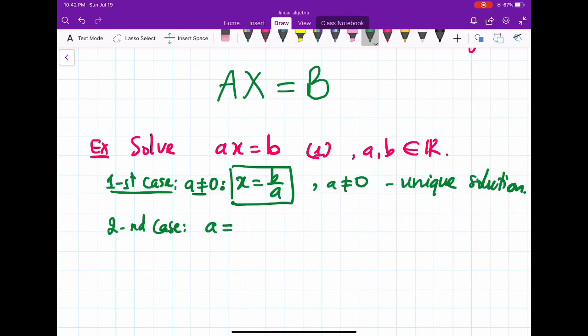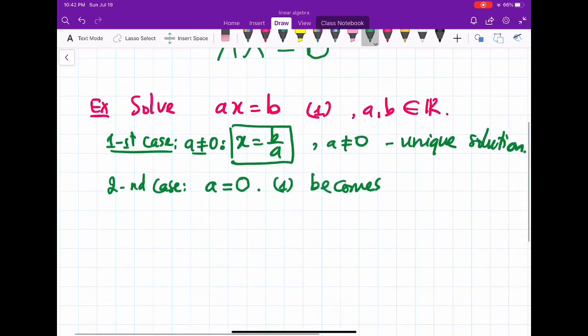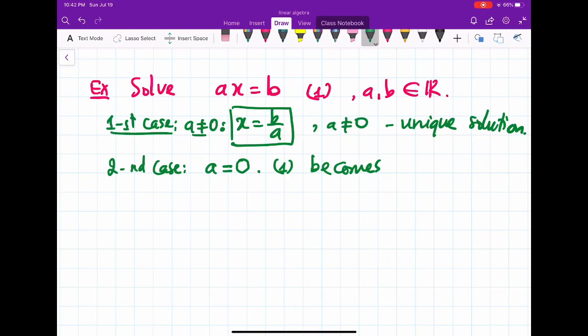The second case, when a is 0. And in this situation, 1 becomes 0 equal to b. So we still need to consider two sub-cases, right?